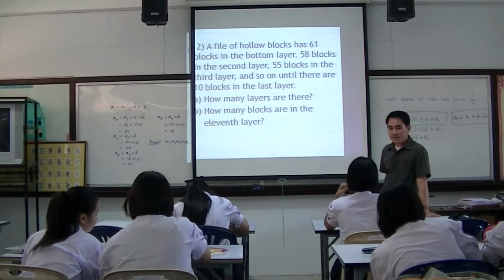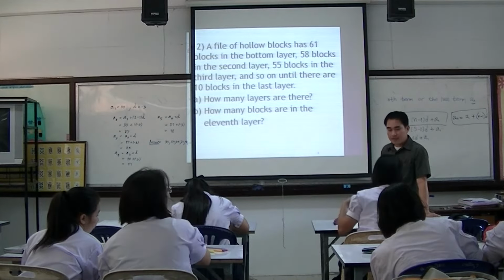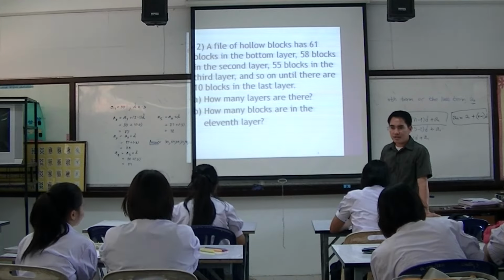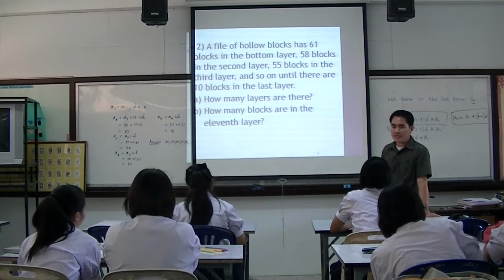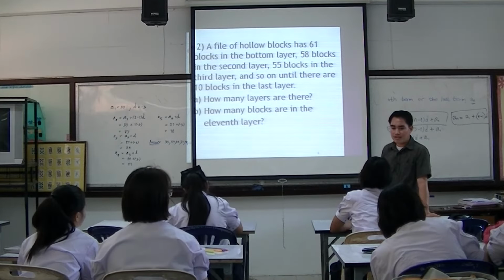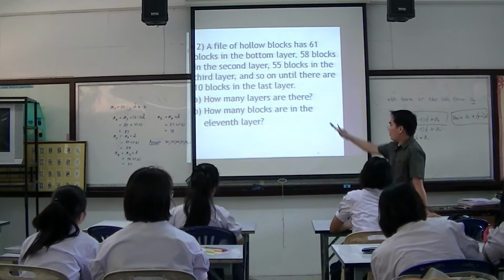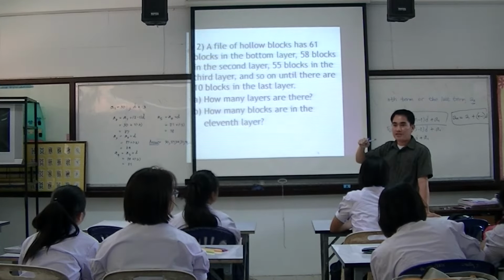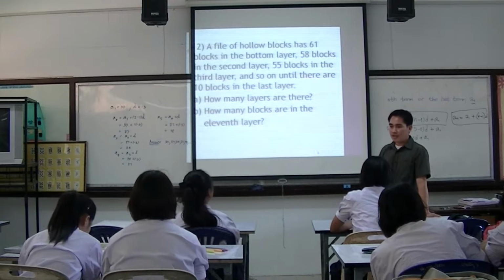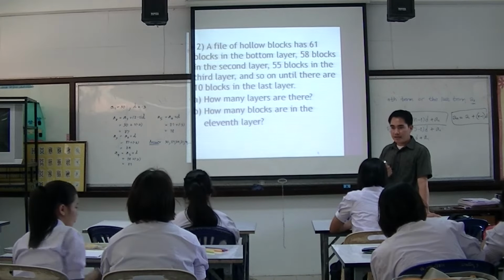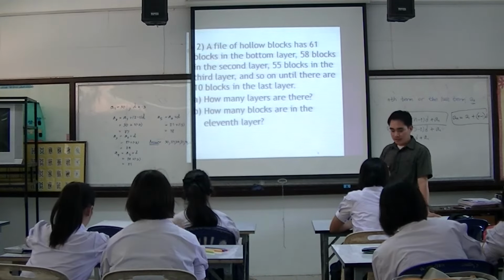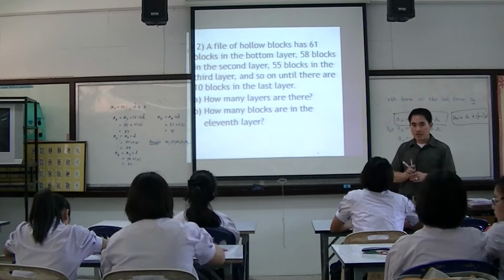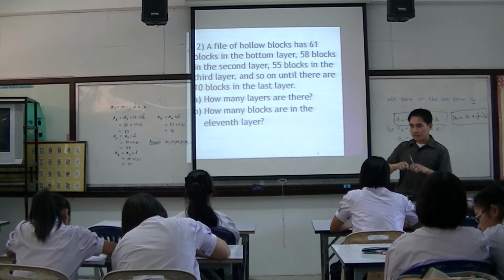How many layers? 18 layers. So what is the layers there? Is it our n, A sub 1, A sub n, or D? So how many layers are there? That would be the n, like the number of layers or the number of terms. And what is the answer there? N is equal to 18. Right?